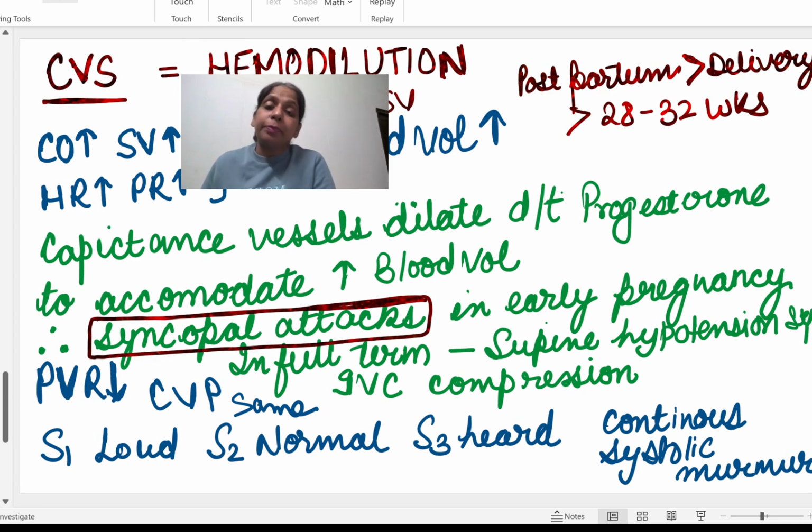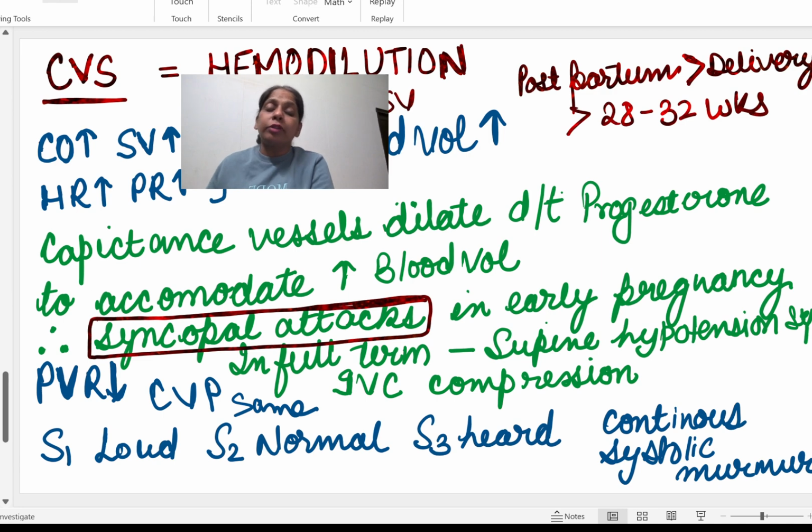The central venous pressure or the jugular venous pressure remains the same in pregnancy. Peripheral vascular resistance decreases, but central venous pressure remains the same. So here I would like to tell you, in a pregnant lady, if central venous pressure is increased, it indicates that the patient is having heart disease, because central venous pressure is the same in a non-pregnant lady and a pregnant lady, but if it has increased, it clearly indicates a heart disease patient.